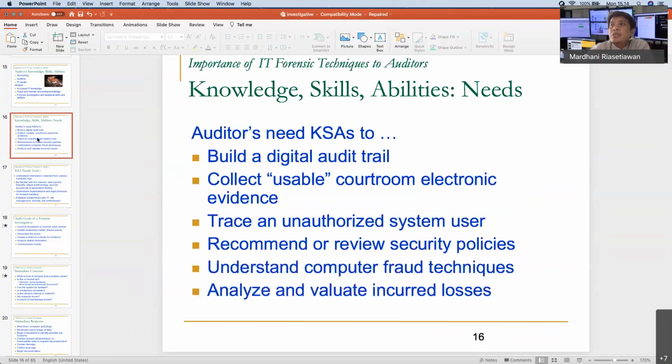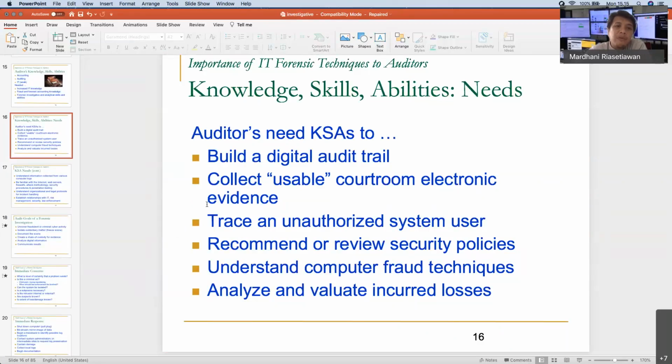What you need is knowledge, skills, and abilities to build a digital audit trail, collect usable courtroom electronic evidence, trace an unauthorized system user, recommend or review security policies, understand computer fraud, and analyze and evaluate the incurred losses. This will be very important for you. That's why, based on this, forensics actually needs to be one single major of courses.